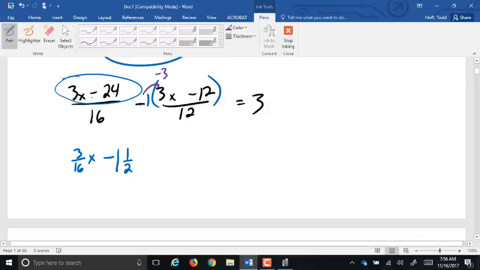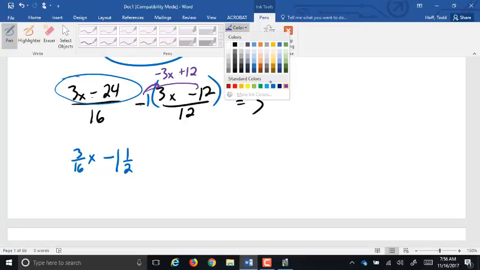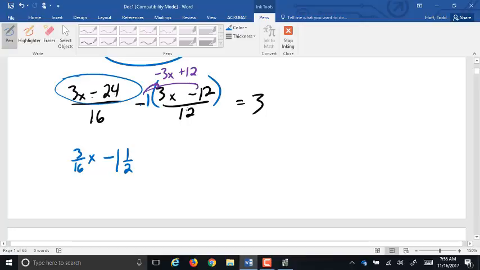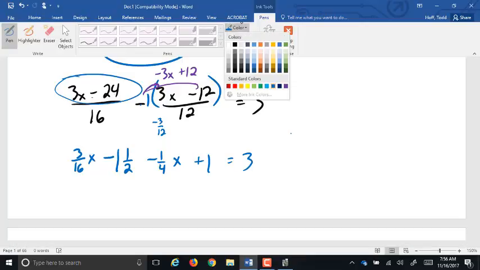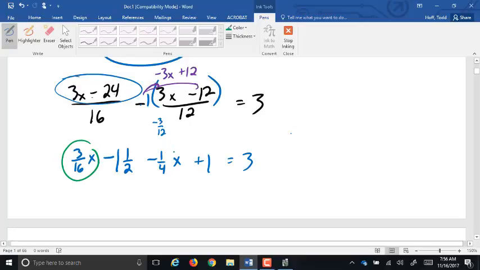Negative 1 times 3x is negative 3x. Negative 1 times negative 12 is a positive 12. Negative 3x over 12 is a negative 1/4 x. We just do the negative 3 divided by 12 is a negative 3 over 12, which reduces to negative 1/4. Then 12 divided by 12 is a positive 1. And now from there, we can go ahead and solve it. We combine 3/16 and a negative 1/4 is a negative 1/16 x. Negative 1.5 and a positive 1 is a negative 1/2.